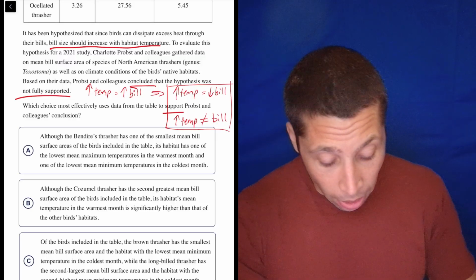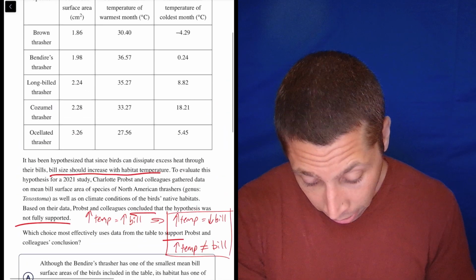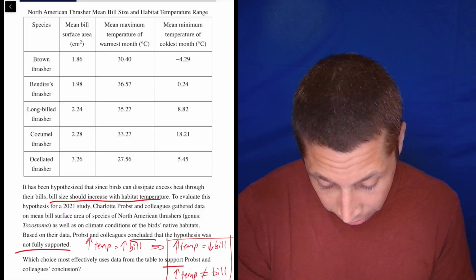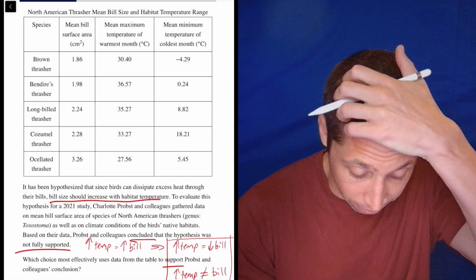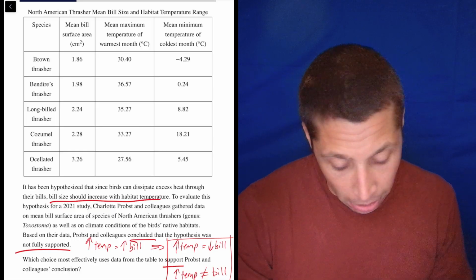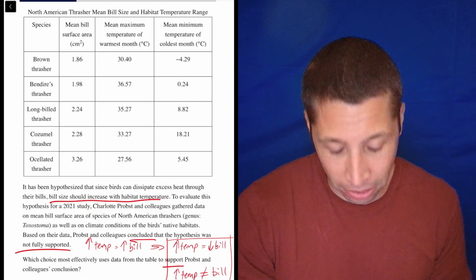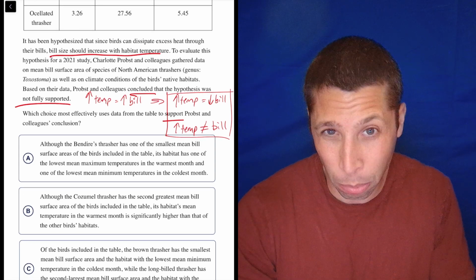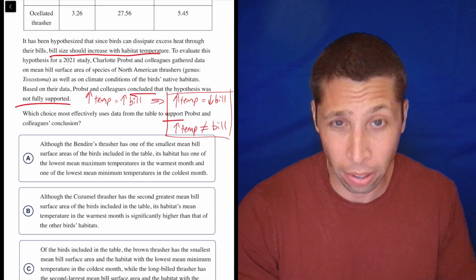So let's see. I can look at the chart. We've got the different birds. The surface area, it seems to at least be increasing as we go down. That's convenient. And then the mean maximum temperature and the mean minimum temperature. So we just get some temperatures. I'm not going to try to interpret this. I don't know what they want to say. I let them say it themselves instead of me trying to guess what they're trying to say. Let the choices do the work, okay?